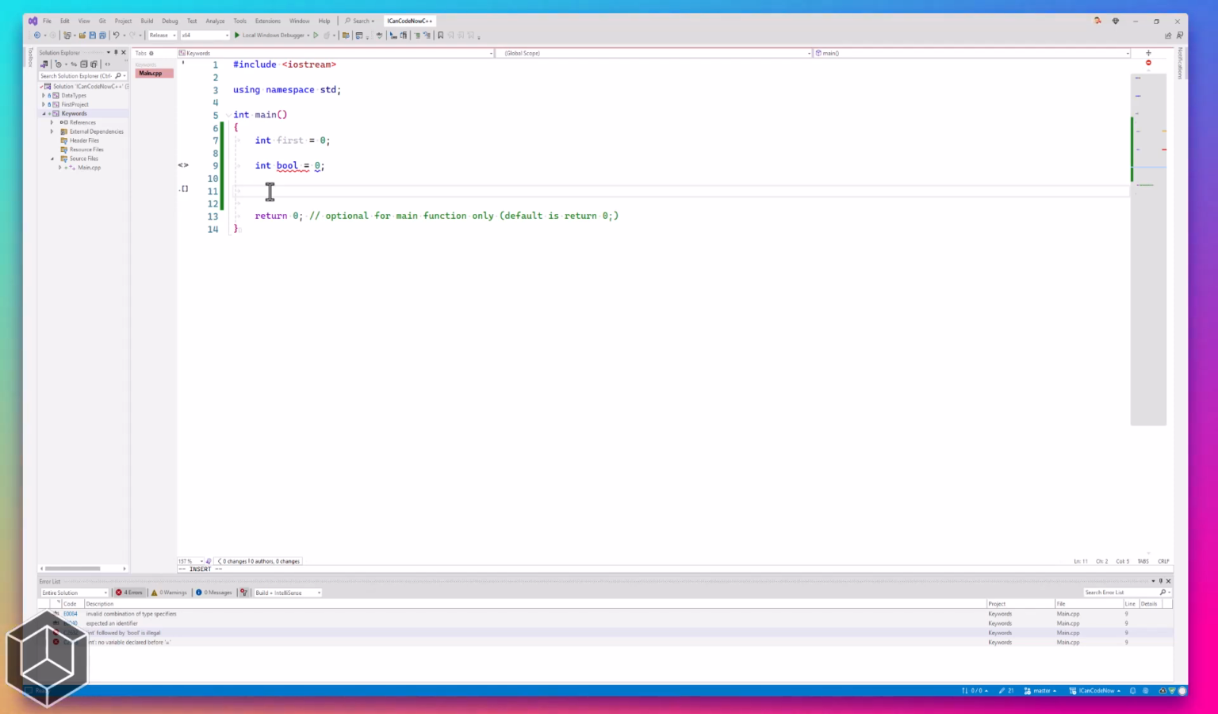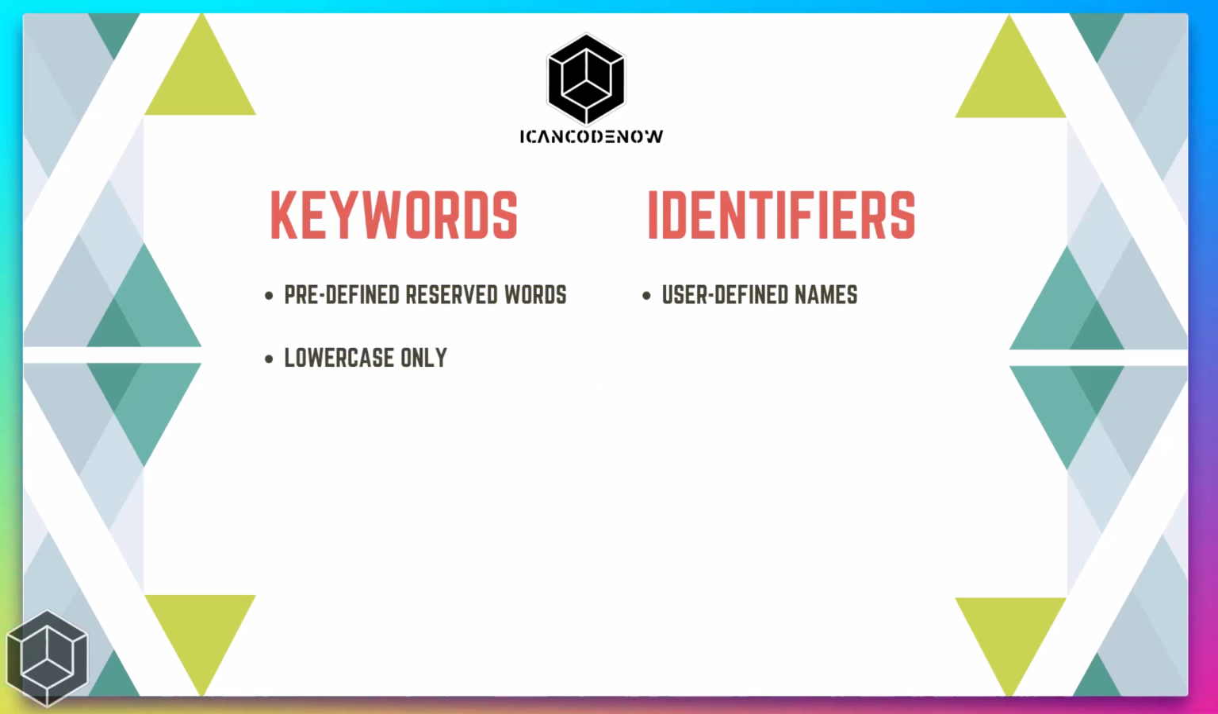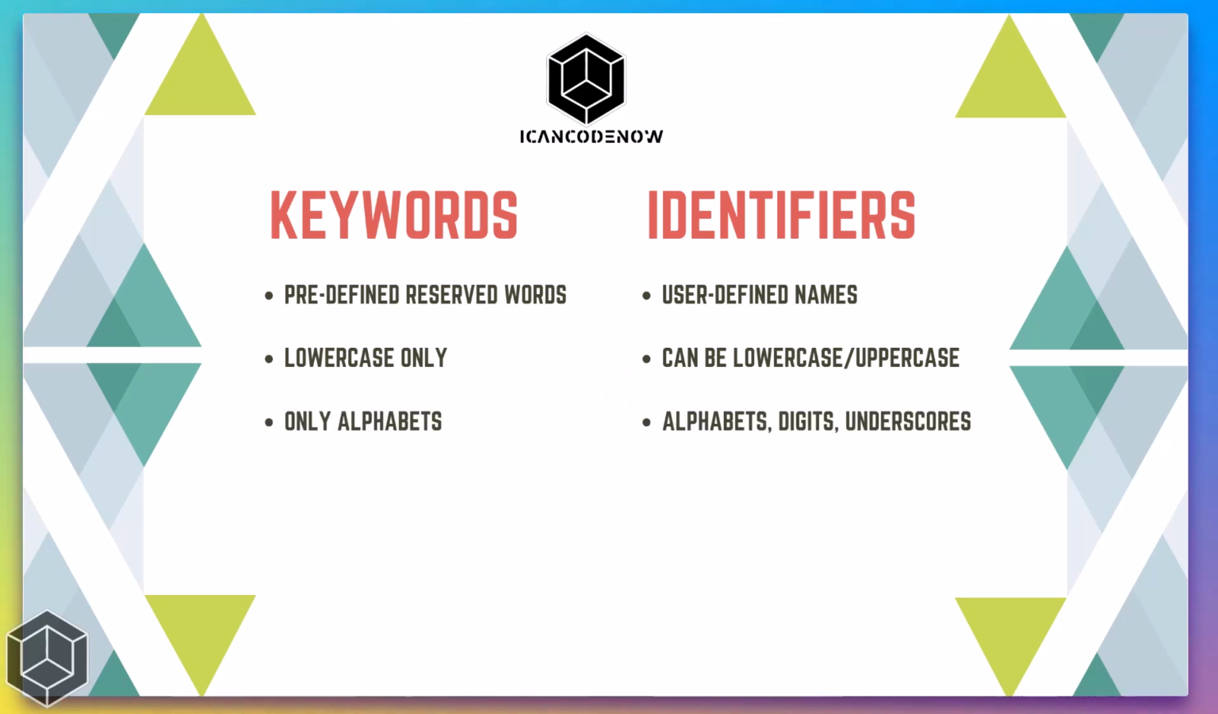Let's briefly examine the differences between keywords and identifiers to conclude our discussion. Keywords are predefined reserved words, while identifiers are user-defined names for variables and other entities. Keywords can only be in lowercase, whereas identifiers can be in both uppercase and lowercase. Keywords can only contain alphabetic characters, while identifiers may include digits, alphabetic characters, and underscores.